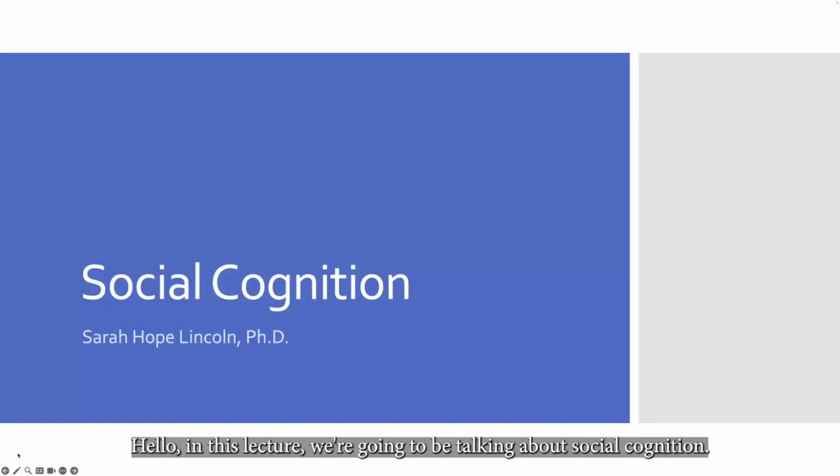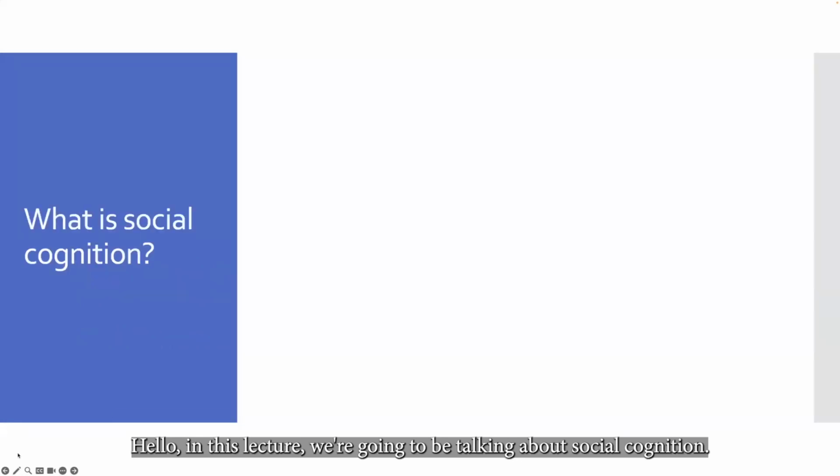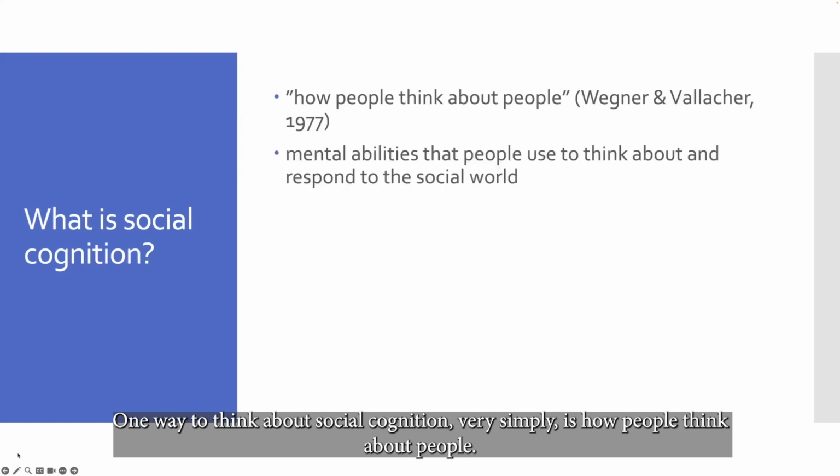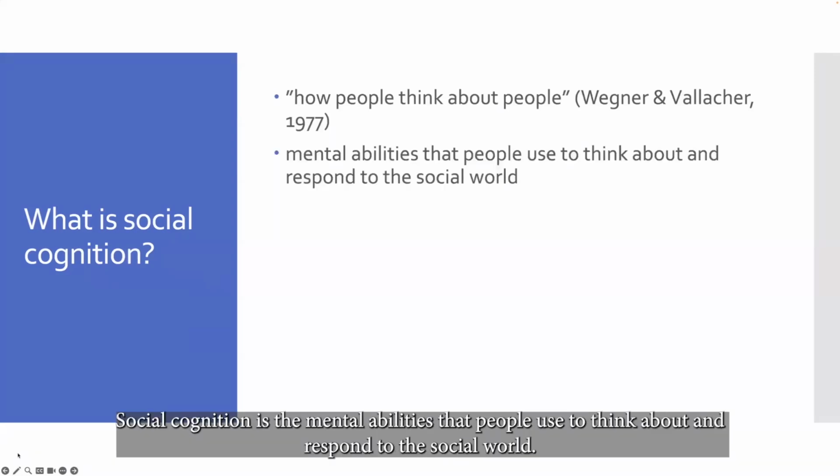Hello. In this lecture, we're going to be talking about social cognition. One way to think about social cognition very simply is how people think about people. Social cognition are the mental abilities that people use to think about and respond to the social world.